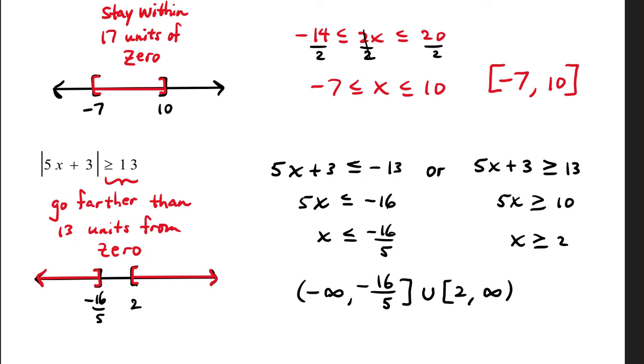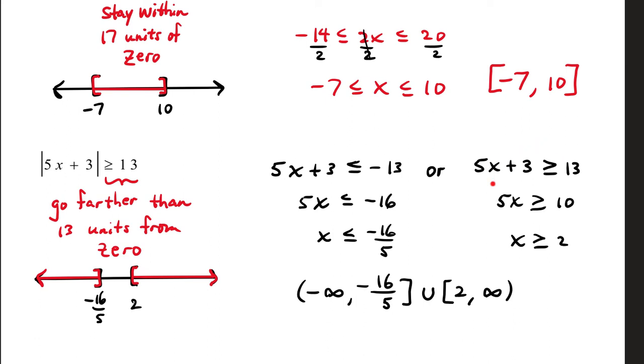If you go right on a number line and you go out to 13 units, if you stay farther than that on a number line, you're going to be greater than or equal to 13. 5x plus 3 is less than or equal to negative 13. Subtract 3 from both sides. Divide both sides by 5. And one interval of numbers are values of x that are less than or equal to negative 16/5. If we plot that and we stay less than or equal to, we use a bracket and shade left.